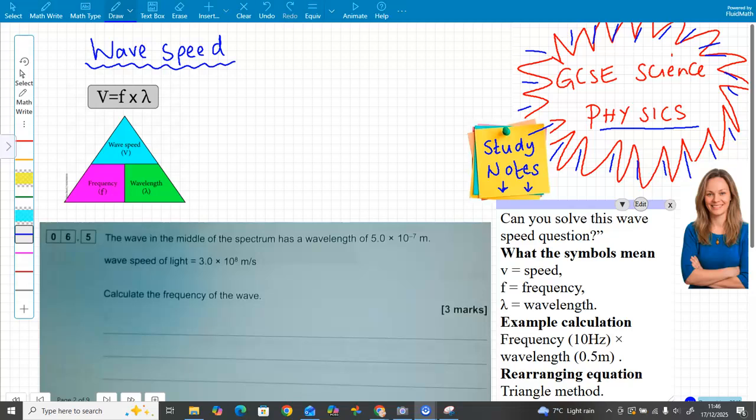Hi everyone, so today we're looking at wave speed and the equation, what the symbols mean, and then using it in an exam question. So let's have a look at the equation. We've got v equals f times this funny symbol lambda, so that means wavelength.